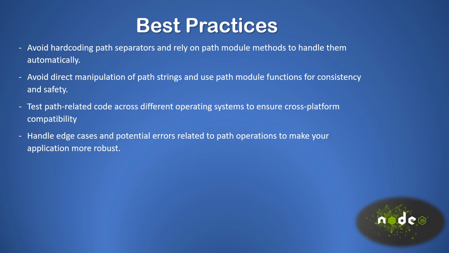So as we know, whenever we code something, it's always good to follow best practices, right? So when it comes to the path module, we also have a certain set of best practices we need to follow. Avoid hard coding path separators, and just rely on the path module to handle them automatically. Avoid direct manipulation of path strings. And test the path related code across operating systems, even though it is compatible, you will need to test it. Handle edge cases and potential errors related to path operations to make our application more robust.